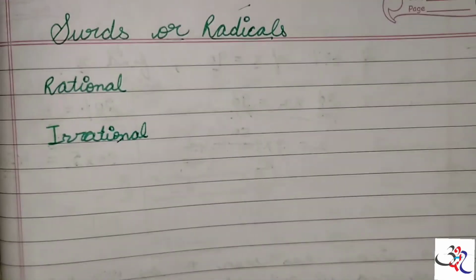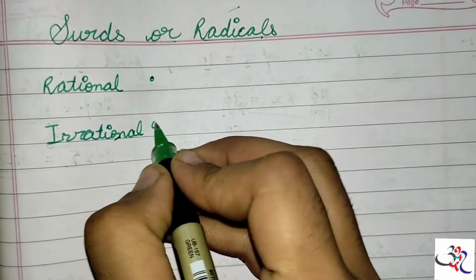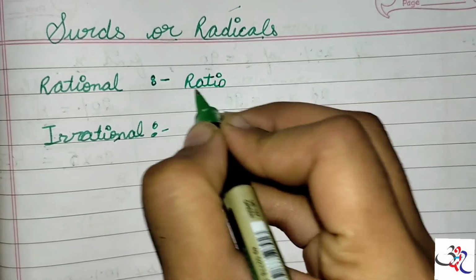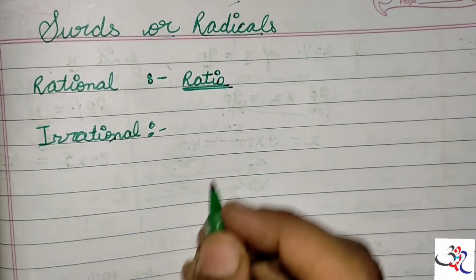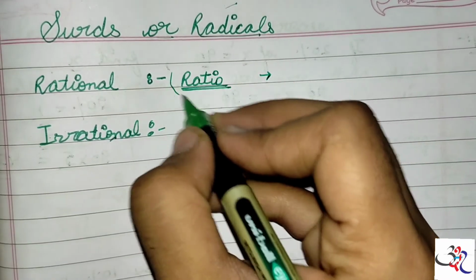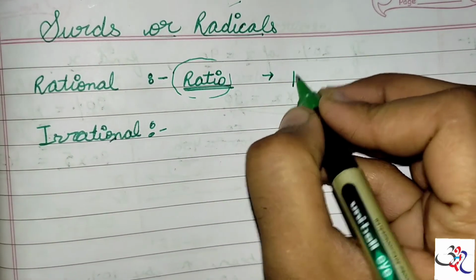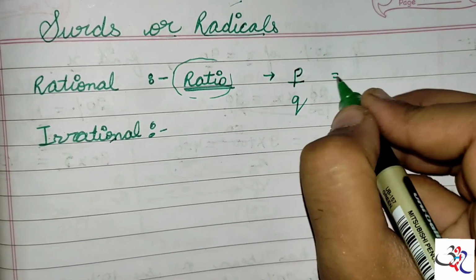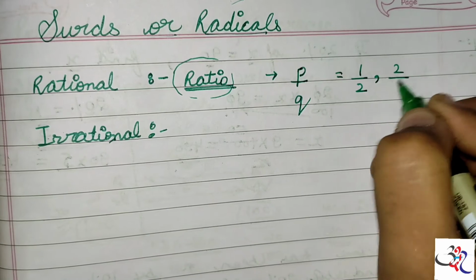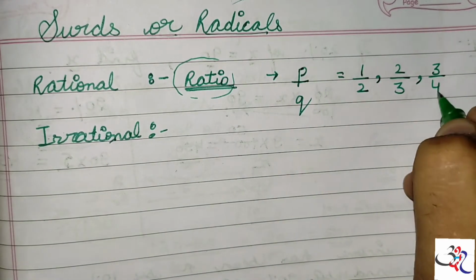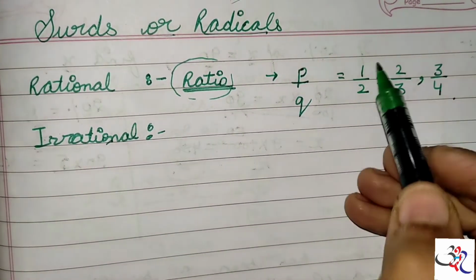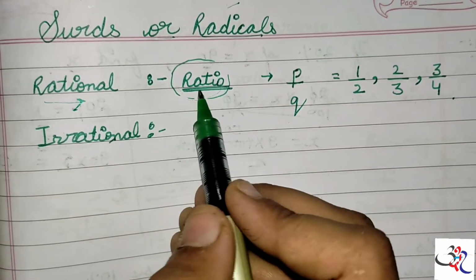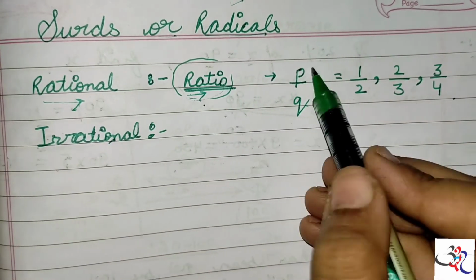As the name says, rational is a word formed from the word ratio. So the numbers will be in a ratio, or I can say the numbers are in the form of p by q. For example, 1 by 2, 2 by 3, 3 by 4, like this. If I can represent any number in the form of p by q, then that number will be called a rational number, because there must be a ratio.